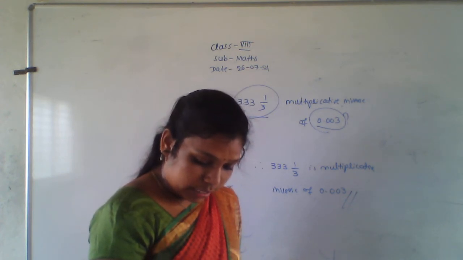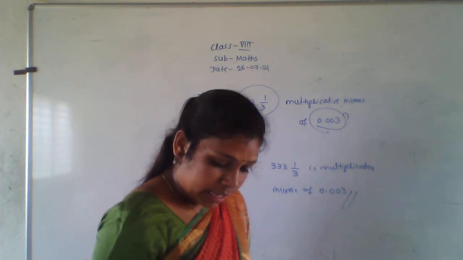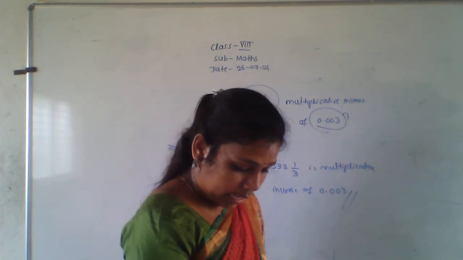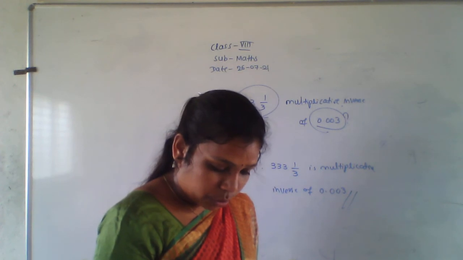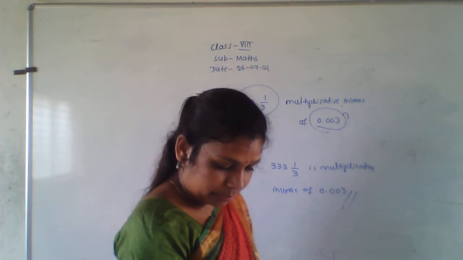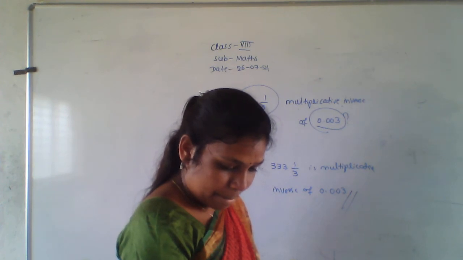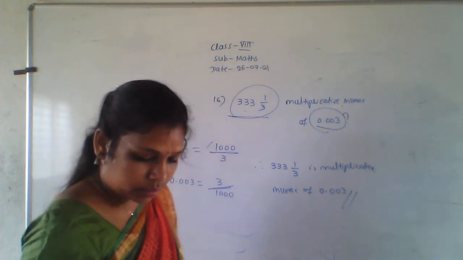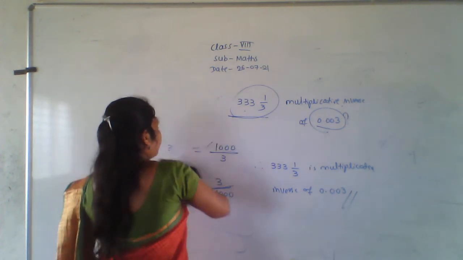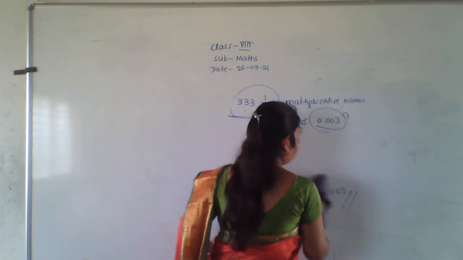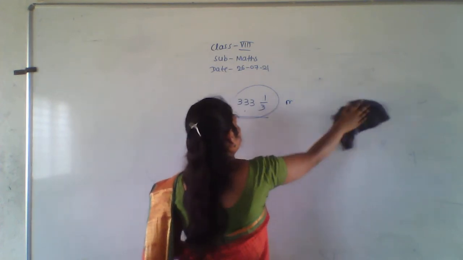Now we will go for the next concept, that is the representation of rational numbers on the number line. Representation of rational numbers on the number line. Next concept is representation of rational numbers on a number line.